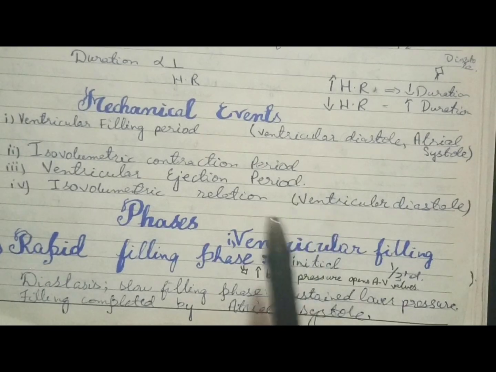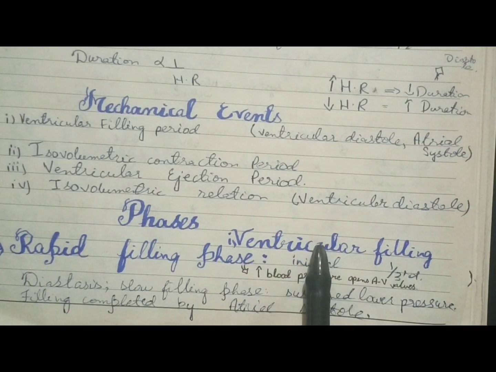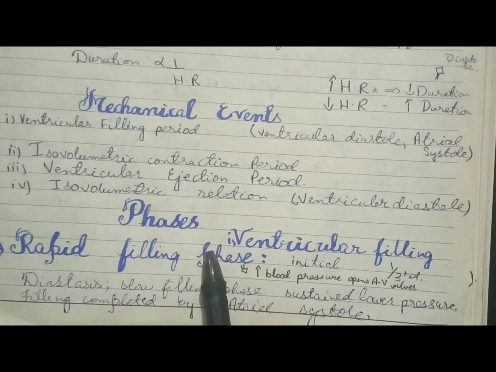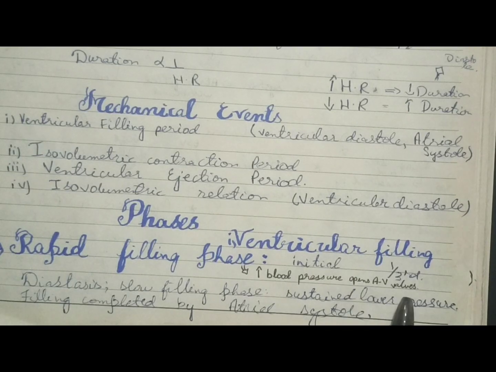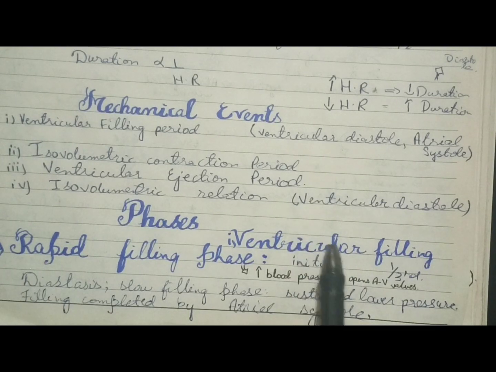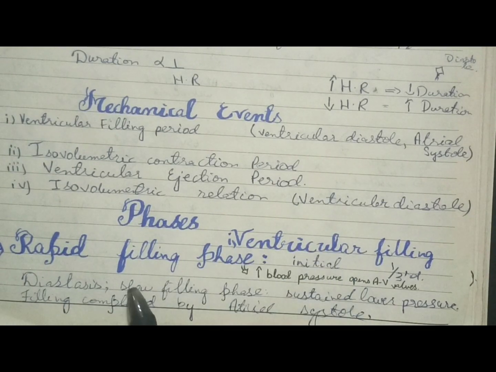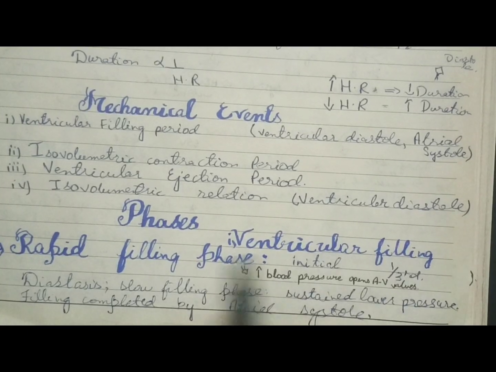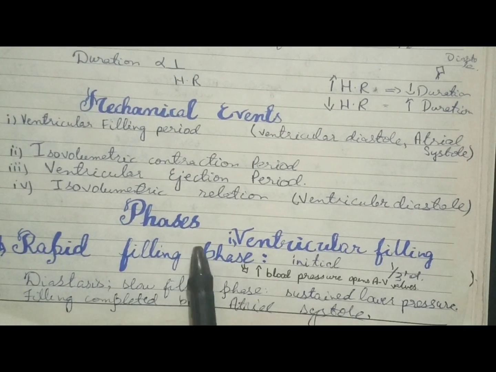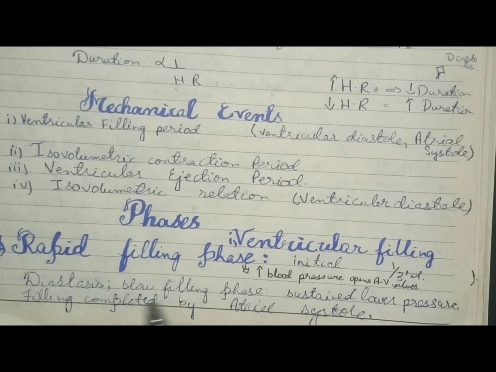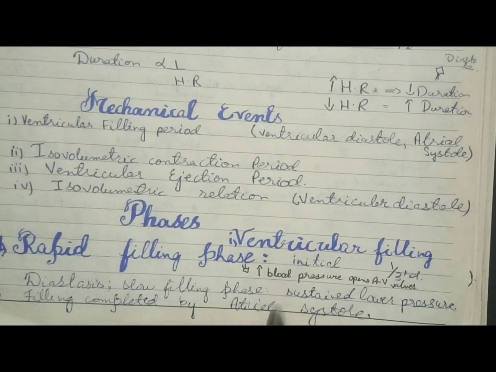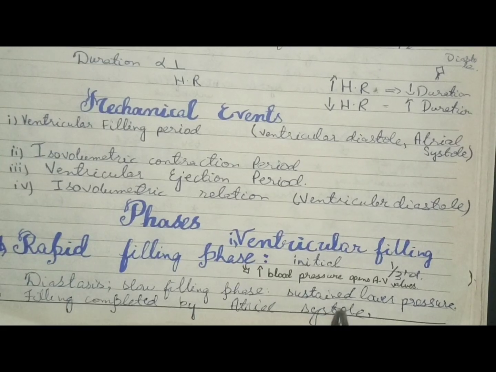Ventricular filling period is actually divided into three parts, where the ventricular diastole corresponds to atrial systole. First of all, there will be rapid filling phase. There will be increased blood pressure, which will open AV valves, and then there will be, of course, influx of blood into the ventricles. Then there will be slow filling phase due to sustained low pressure of blood, which is known as diastasis. Rapid filling phase is followed by slow filling phase, and then the filling is completed by what? It is completed by atrial systole, which will contribute about 20% of the blood to the ventricles.